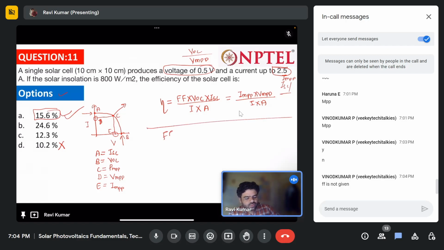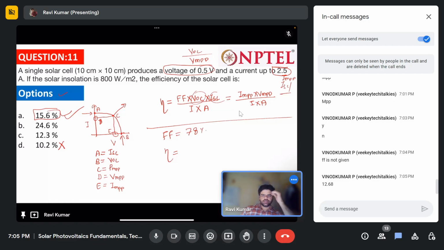Now let us consider fill factor to be 78%. Now calculate efficiency while taking VOC and ISC. I have given fill factor at 78%, 12.68. Okay. It should be 12 point something, yes. So yes, while considering VMPP, IMPP, answer is A.